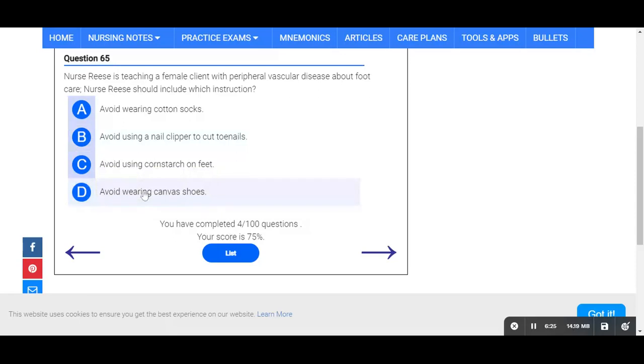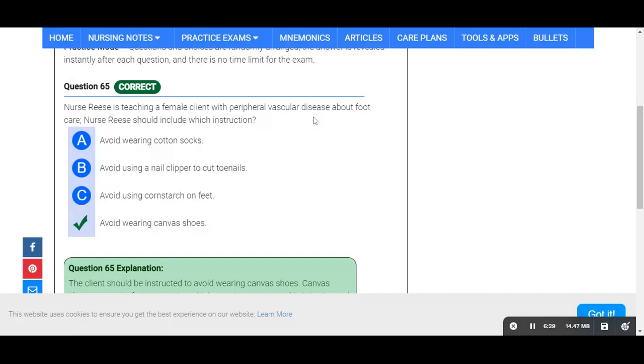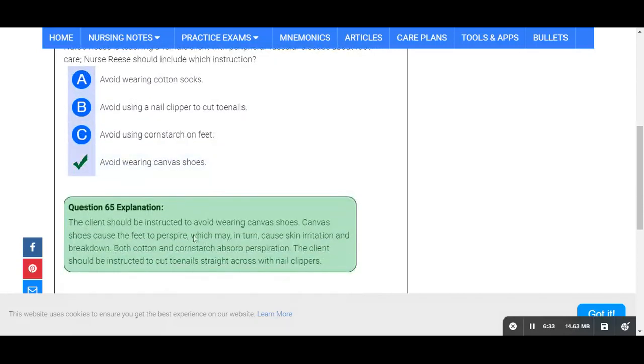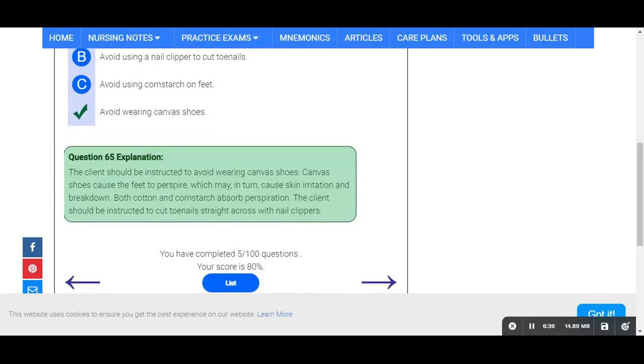I don't know what a canvas shoes is, but I feel like this is the answer since we're talking about peripheral vascular disease and it's got something to do with the circulation. So the client should be instructed to avoid wearing canvas shoes. Canvas shoes cause the feet to perspire, which may in turn cause skin irritation and breakdown. Both cotton and cornstarch absorb perspiration. The client should be instructed to cut toenails straight across with nail clippers.